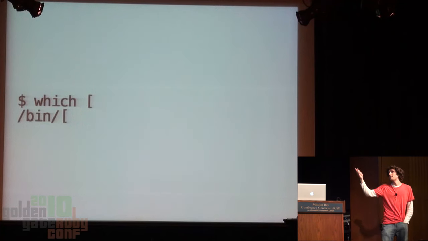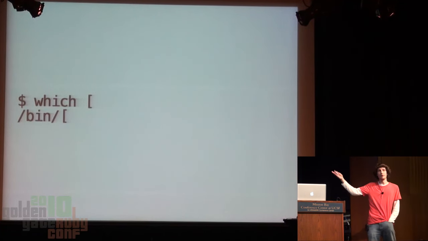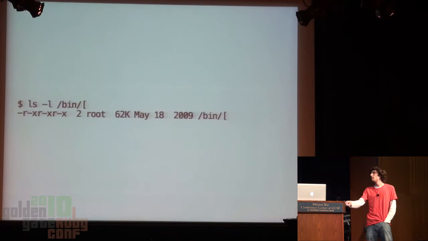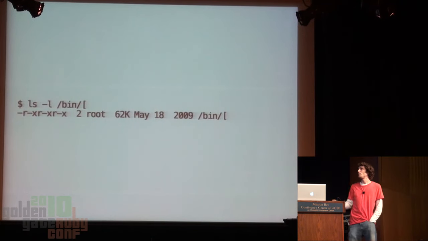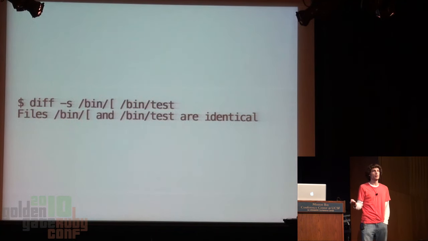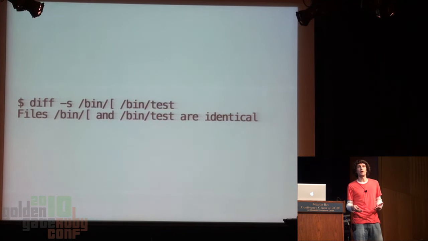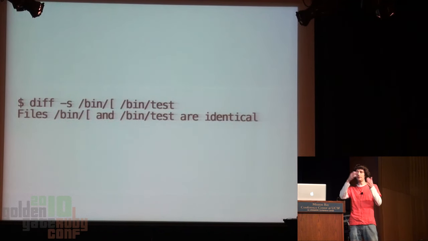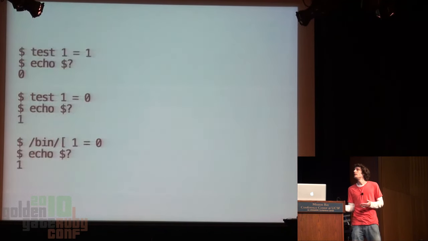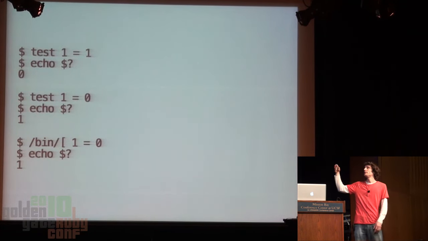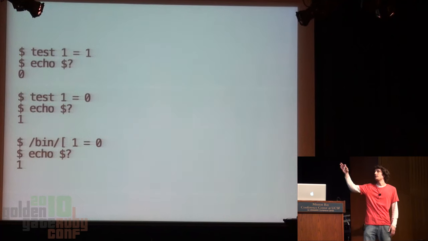On your file system, there's an executable file under bin or maybe user bin, depending on what kind of Unix you're on. If you ls it, you can see that it's just a normal executable file. If you diff it with test, you can see that they're identical. So it's actually not a special syntax at all. You're running a test program, and the whole if part were commands. And so we can run this on the command line and just get a feel for how test works. Test 1 equals 1, echo something, test 1 equals 0.